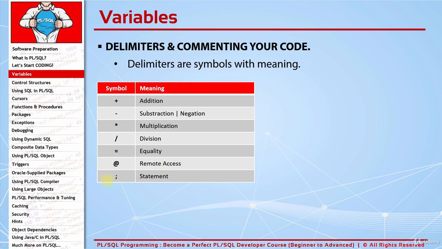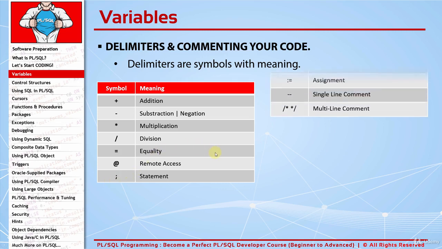Semicolon is the statement terminator. You can divide your code into multiple lines, no problem, but when you add semicolon, that means your statement has finished. Now you will pass the next statement. I will show that. Let's continue with the compound symbols.